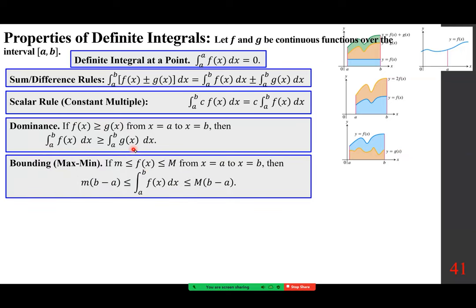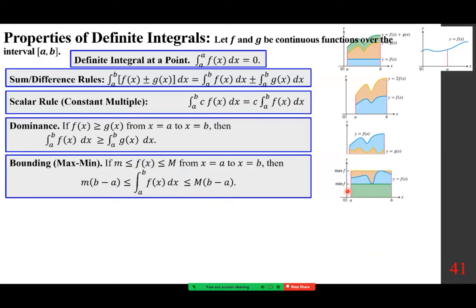Bounding: if some number m, lowercase m, is less than or equal to f of x, and f is less than or equal to capital M, again from a to b, then we multiply all sides by b minus a. In essence, that works out the same, because this is really the same as multiplying by b minus a.